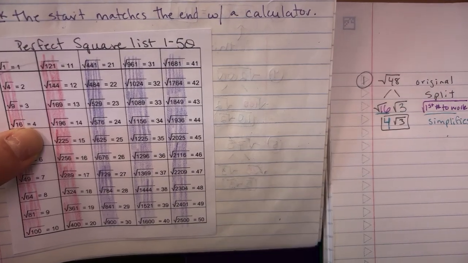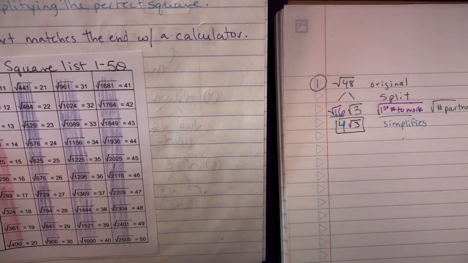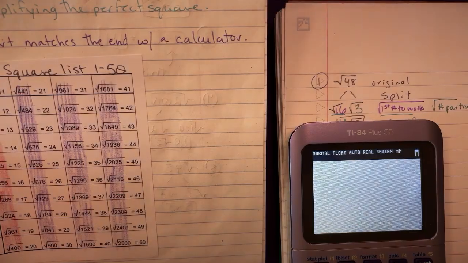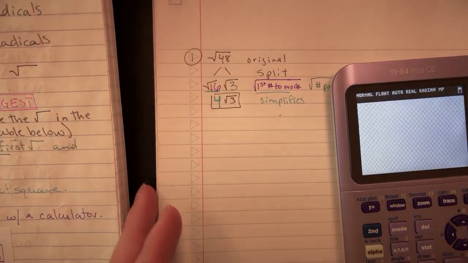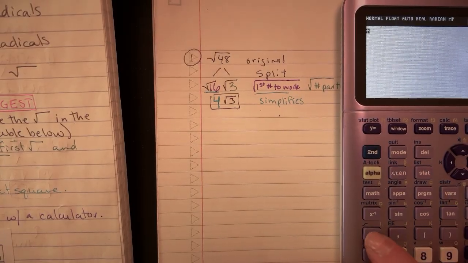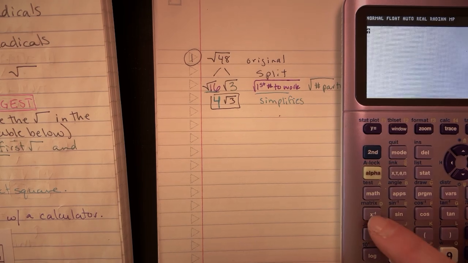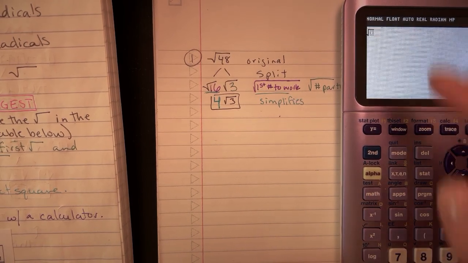Once again, this is the one that simplifies. It is so important that you check your work. What do I mean by check my work? Well, I am going to show you how to do that on your calculator. We have second, and then right here is your square root button. It's in blue, so I have to hit the blue button first, and there it is.